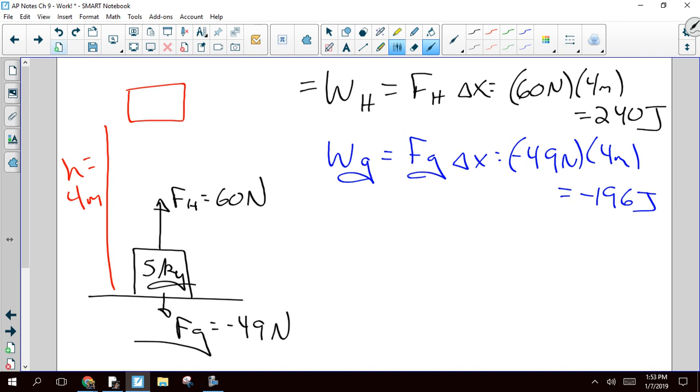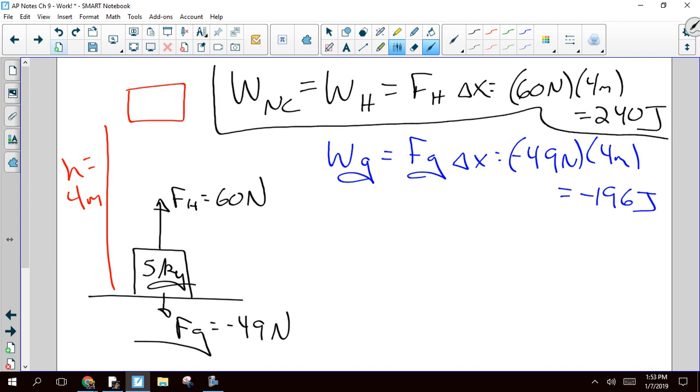So the work done by Hecker, well, that's the only non-conservative force, right? So this statement here is telling me that the work done by my non-conservative forces is 240 joules. That means I gained, that's my change in total energy, right? I gained 240 joules of energy.